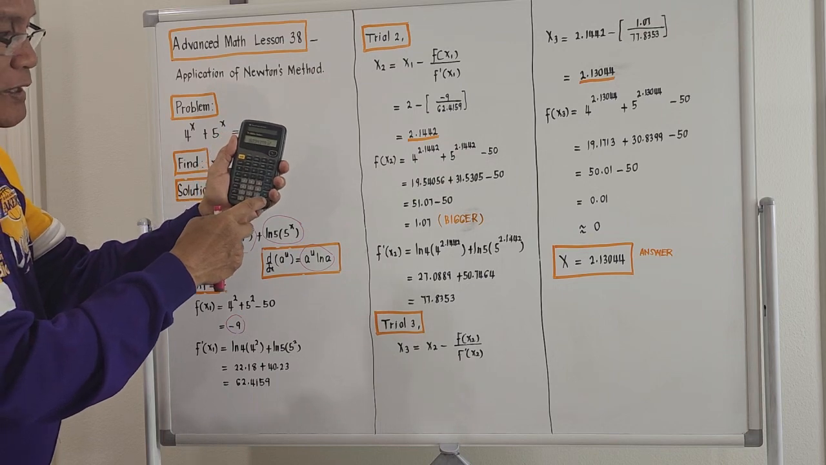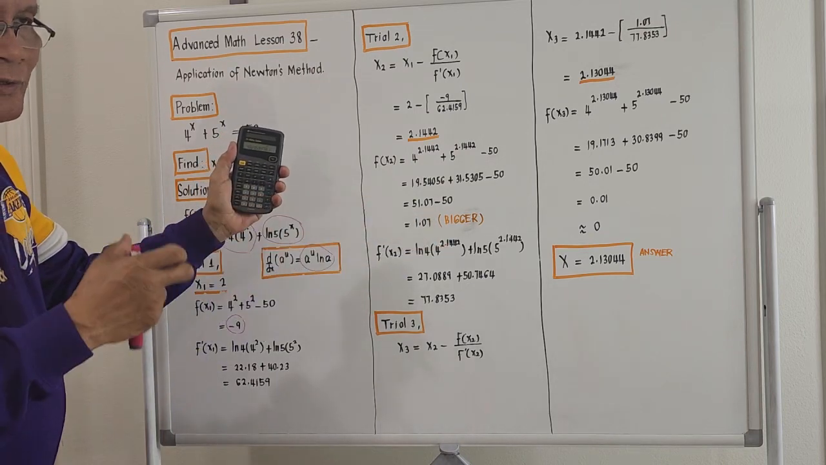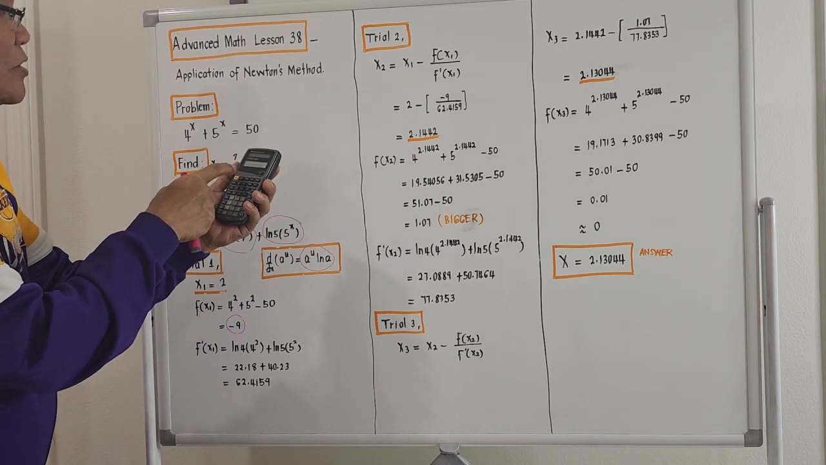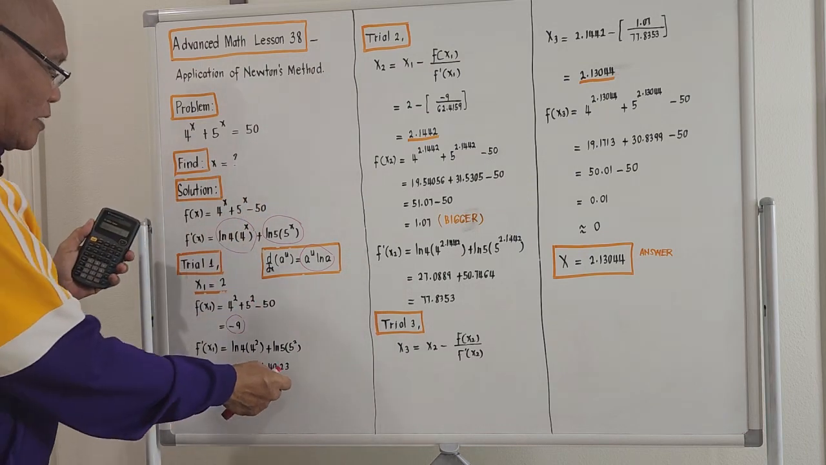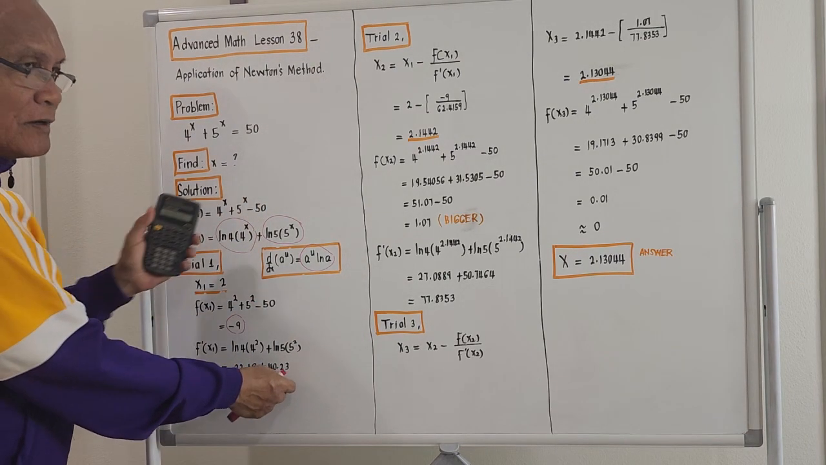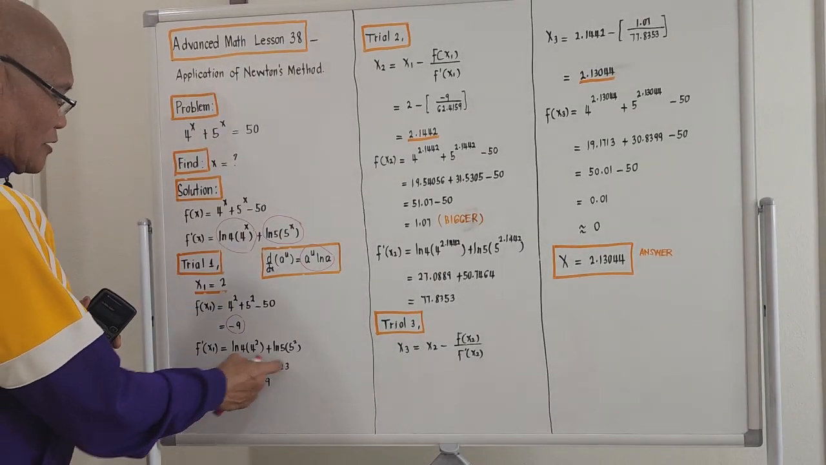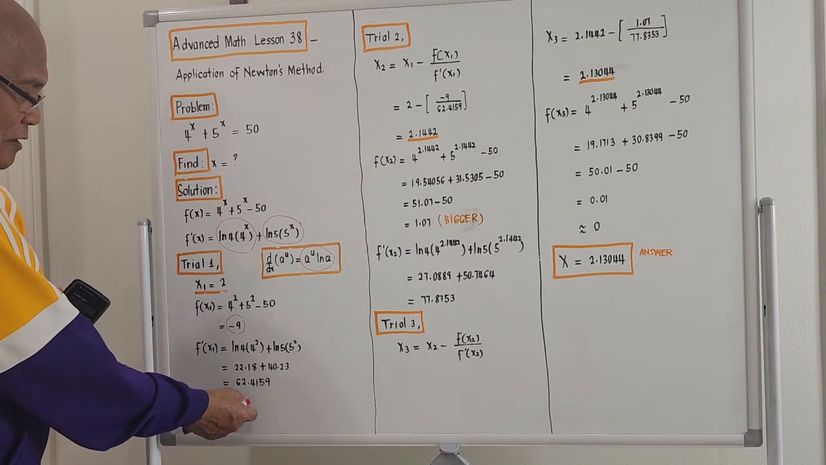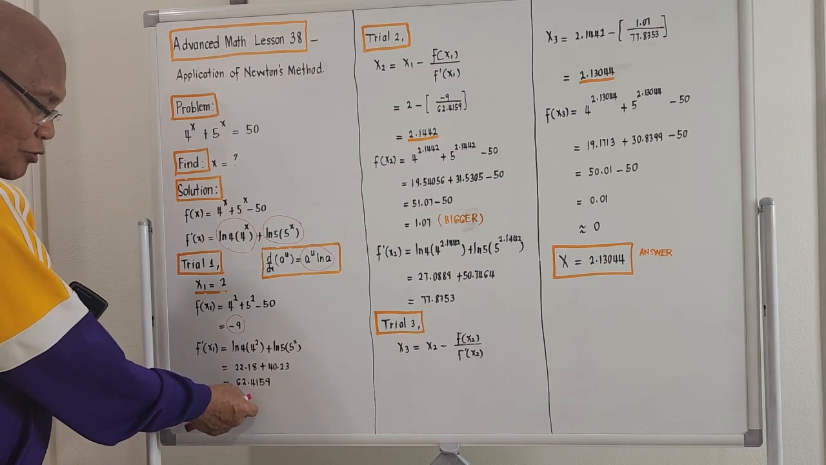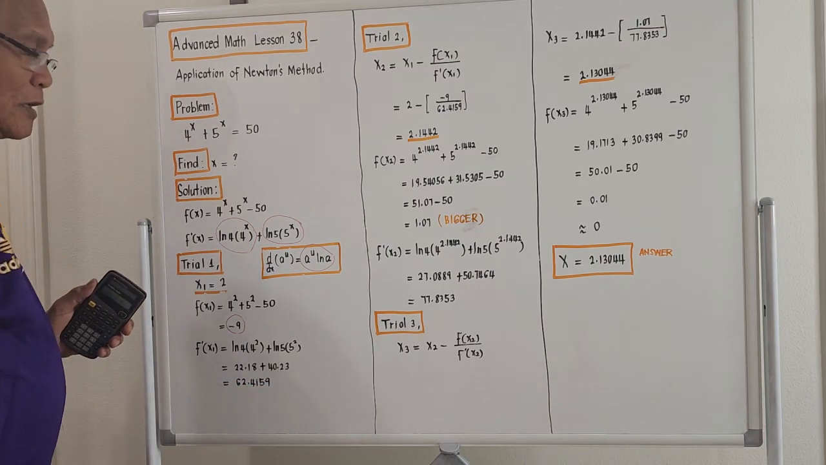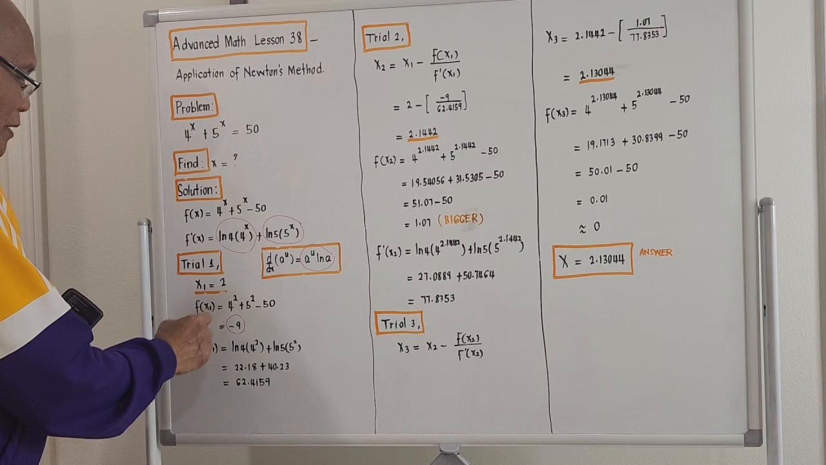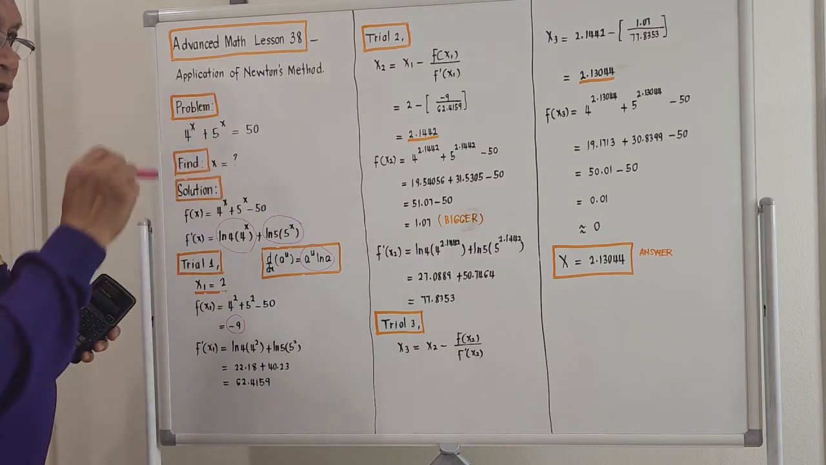Upon pressing equal here, we multiplied already. So what comes out is 40.359, 40.23. And if we try to take the sum of this, it is approximately 62.4159. We needed this one in the computation for the next trial value.